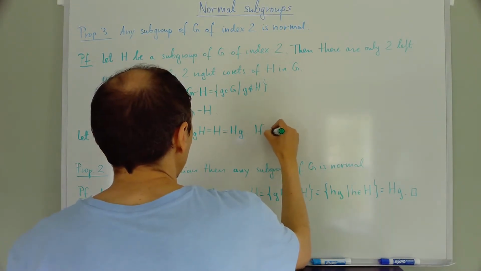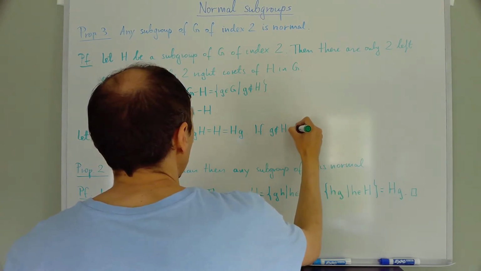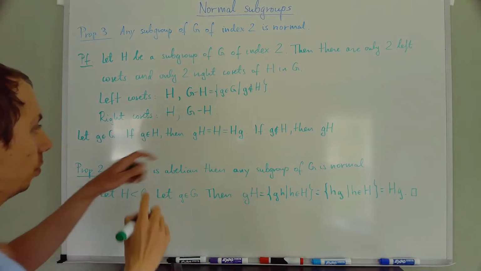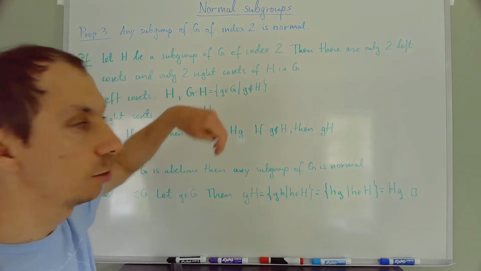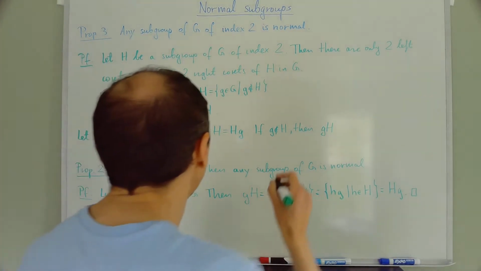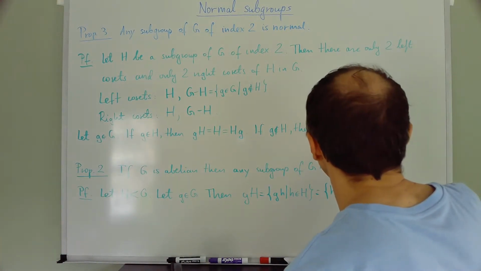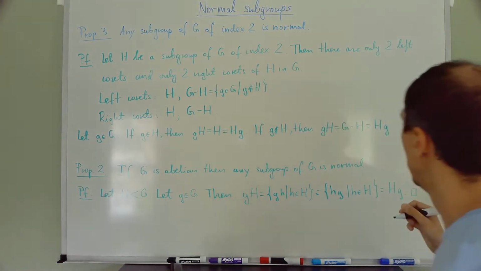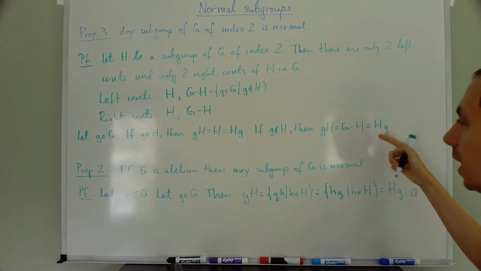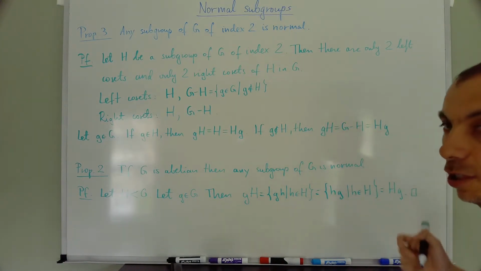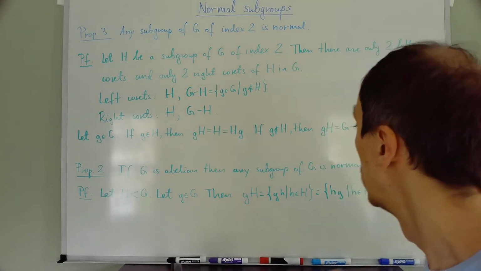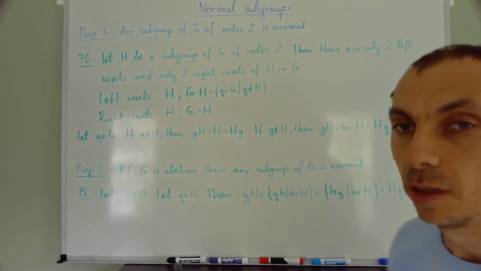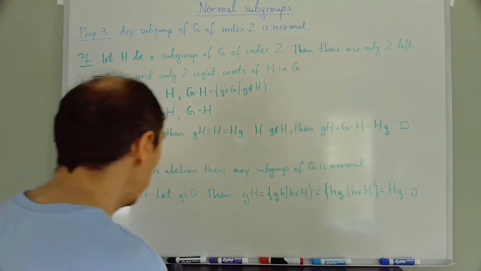Otherwise, if g is not in H, then gH cannot be equal to H, because we know that gH is equal to H if and only if g belongs to H. So that means gH must be the other coset. But that also must be the coset Hg, because again, the only other option for Hg would be to be H, but Hg is equal to H if and only if g belongs to H. And that is not the case. So these two cosets are also equal. So we're done with this statement.